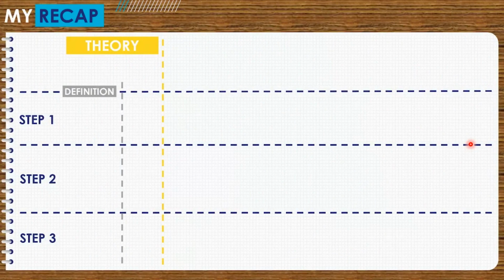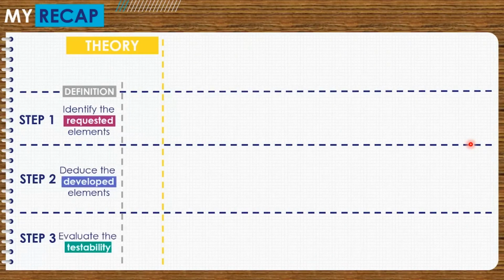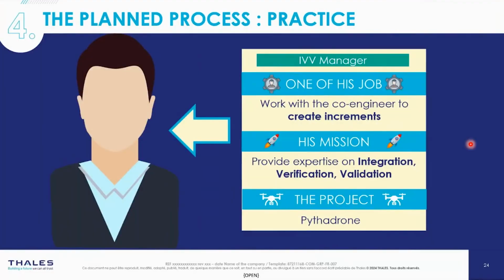To recap, here is an overview of the key stages in defining the increment. First, we identify the requested element. Then we deduce what needs to be developed. And finally, we evaluate the testability and adjust the need if it's necessary. Keep this recap in mind as we'll be adding to it as the presentation progresses. So let's move on to the detailed explanation of the process. I'll show you how it works with a case study so you can get a better idea.